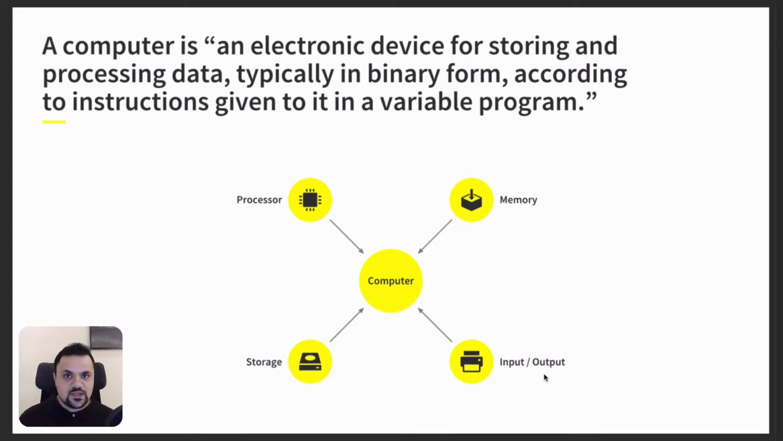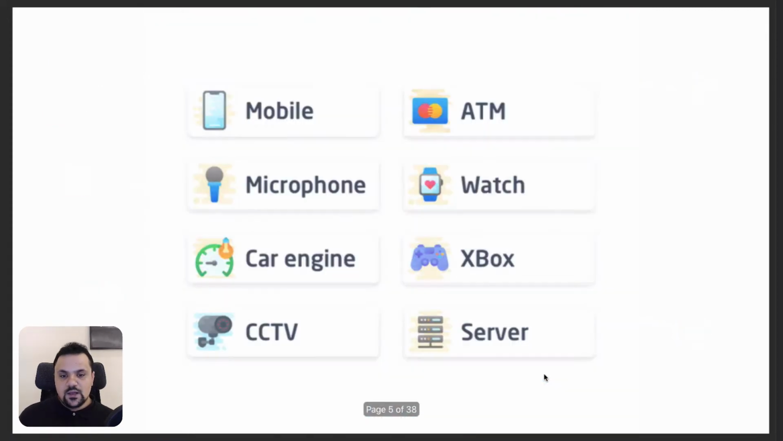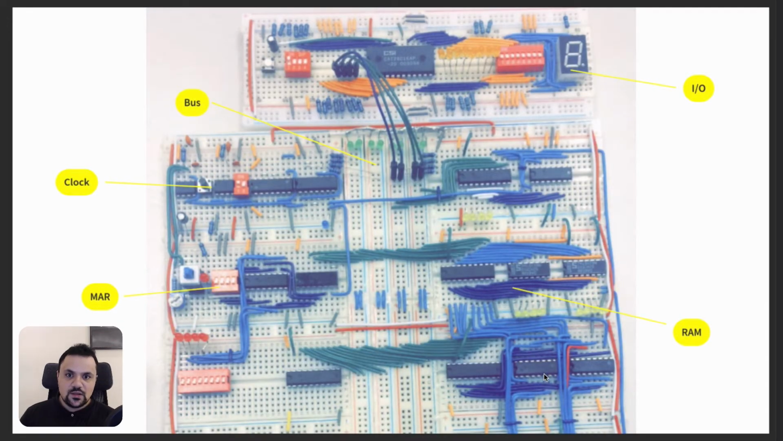So input-output examples can be speaker, printer, microphone. Those are input-output devices connected to your main computer. All right. Now, what else can be a computer? Is this a computer? Yes.